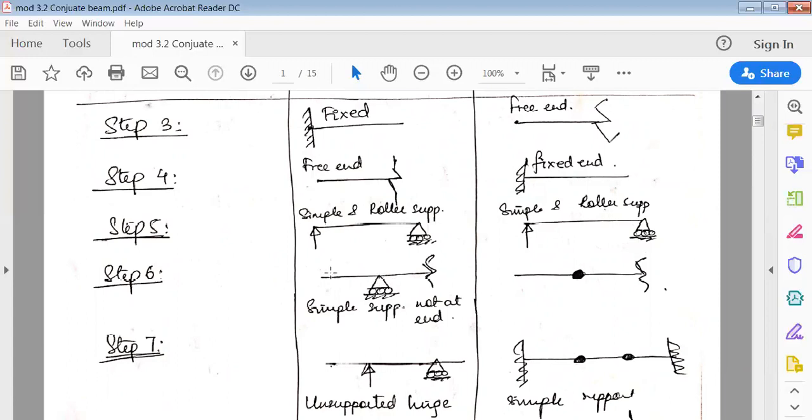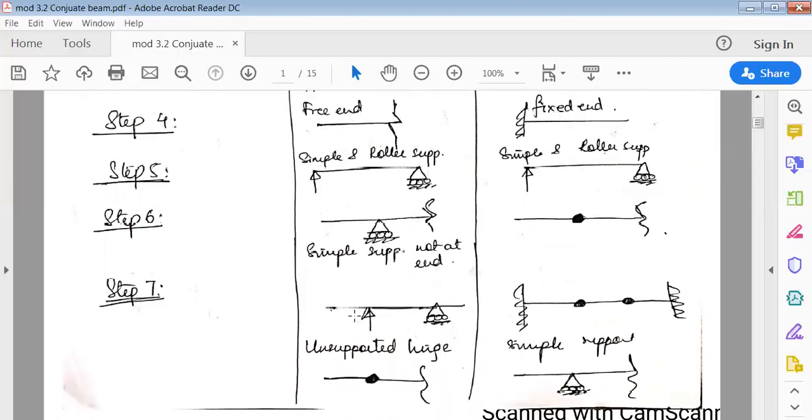Now, a roller support or simple support at the end will remain the same. But you can see here it is not exactly at the end, it is somewhere in the center. So if it is a simple support or a roller support somewhere in the center, but not at the ends, it becomes a hinge support. This roller support or simple support becomes a hinge support, provided it is not at the end of the beam. Again here, if they are not at the end, they become hinges. These are called hinge supports.